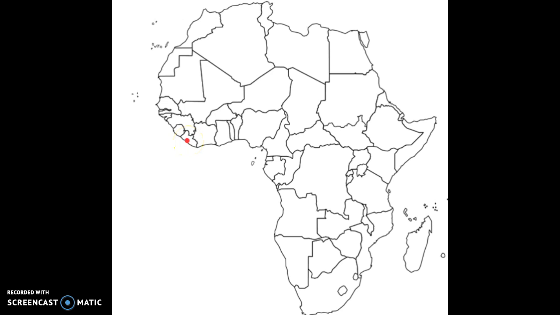So then next to Liberia, we're going to have Cote d'Ivoire or Ivory Coast. And next to that, we have Ghana. So north of Ghana is Burkina Faso. So to the right of Ghana, or to the east, we have Togo. And then next to Togo, we have Benin. And here in the crook of Africa is Nigeria.